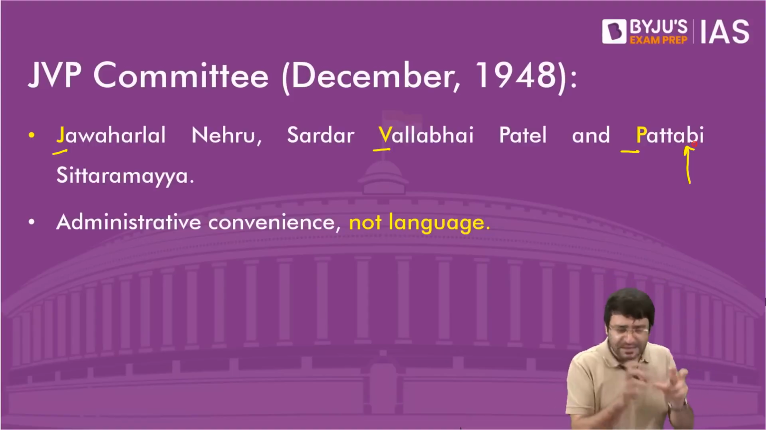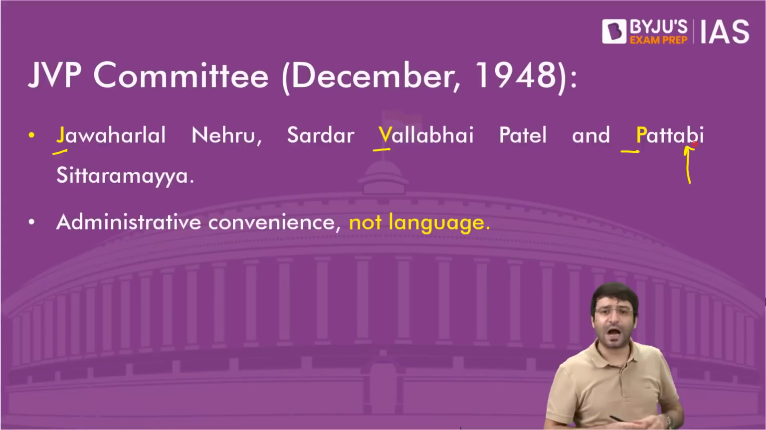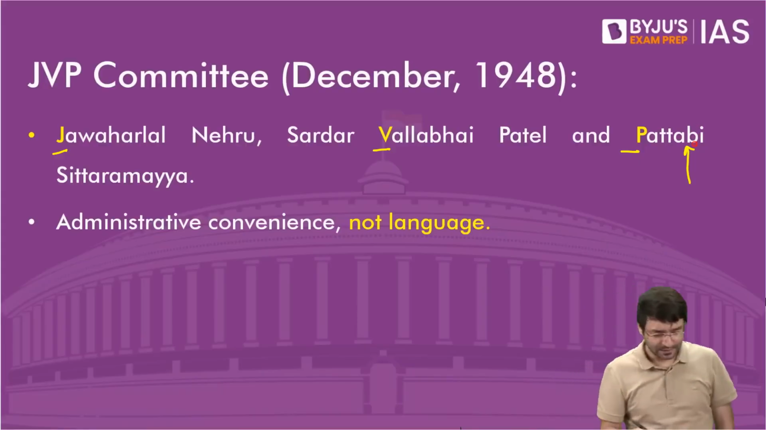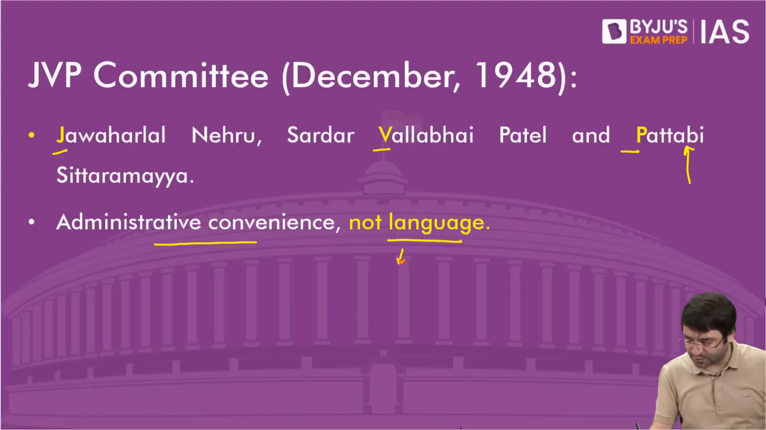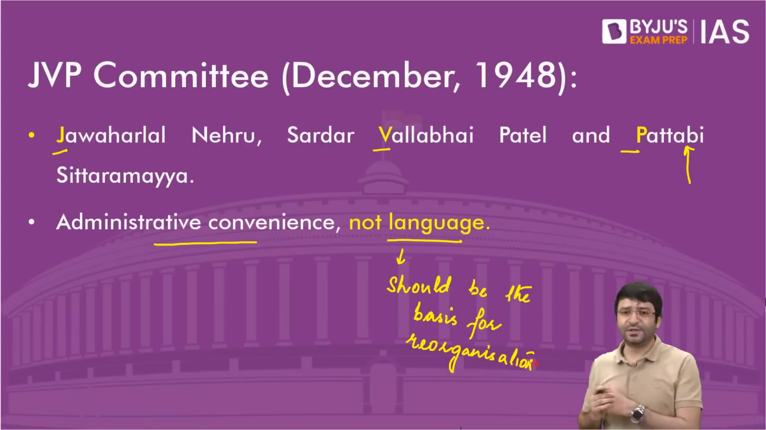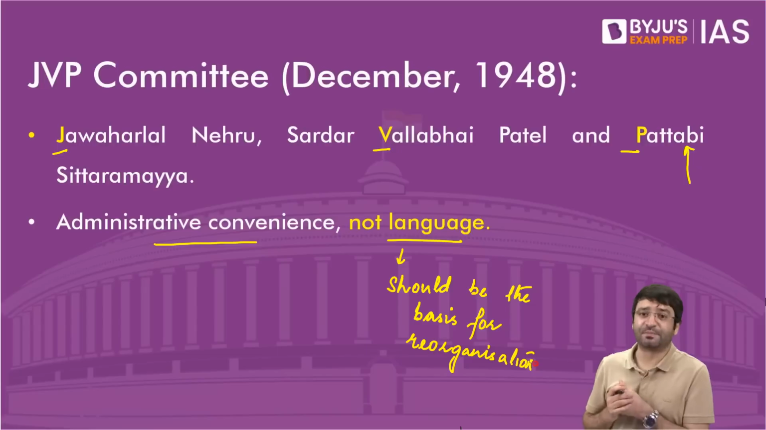And the mandate given to this commission was, you tell us, how should we reorganize this country? And the JVP Committee said the same thing. Administrative convenience, not language, should be the basis for reorganization. Otherwise, there is a danger that the country may further split, may further be partitioned. This time not on religious lines, but on linguistic lines.